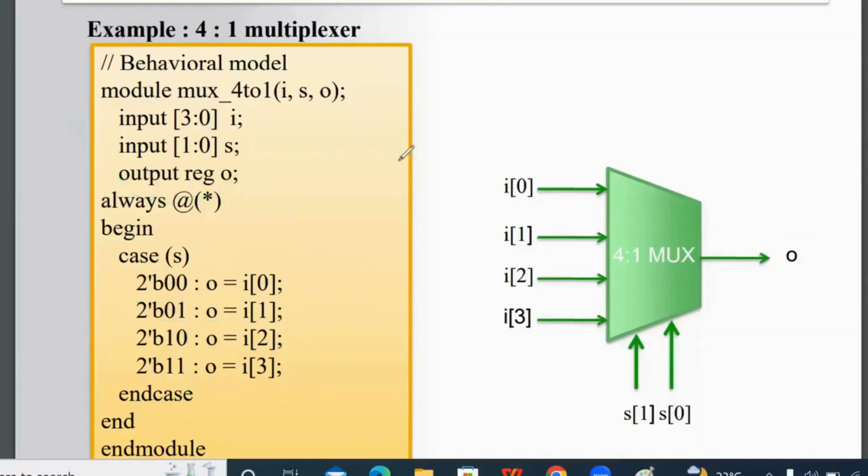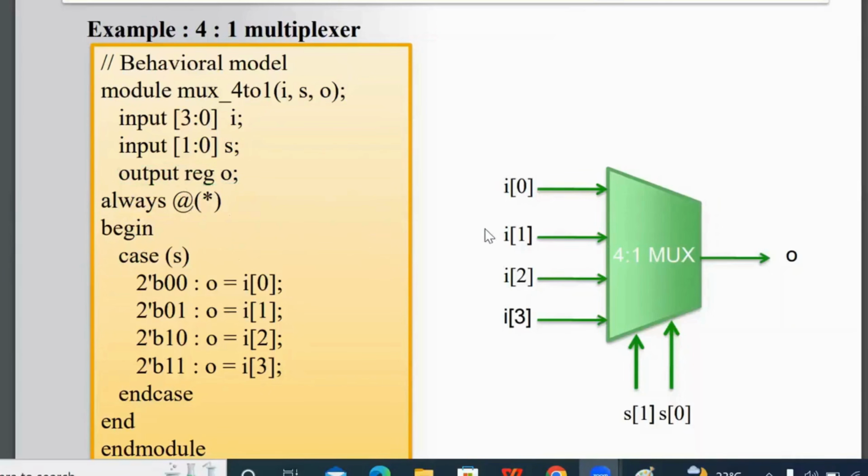After completing these basic topics, we'll move to the lab session. Then you will understand why we are using the reg data type and why we are using the wire data type. So here, why we are using reg: always is a procedural assignment. Whenever we are using an always block, the output must be declared with a reg data type. Remember this point. Clear?